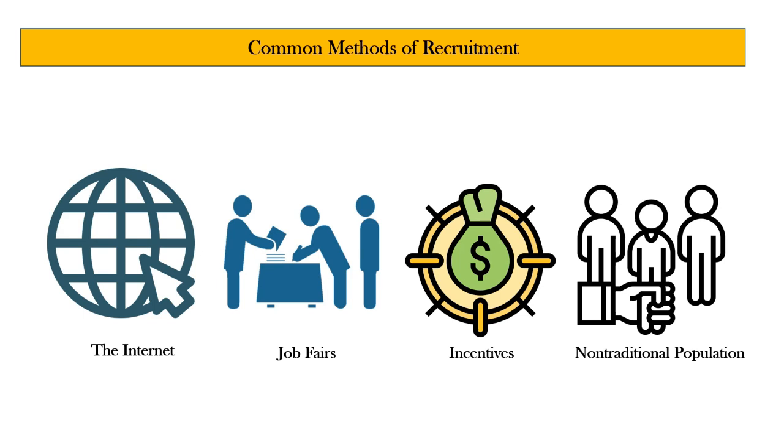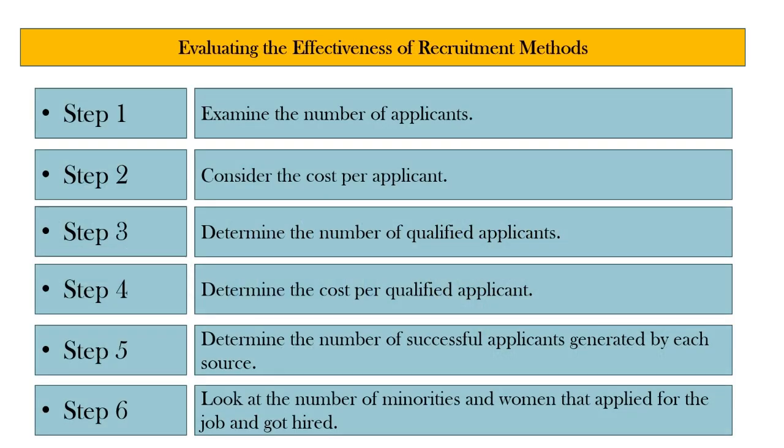Now, we also need to evaluate the effectiveness of these recruitment methods so that we know whether it is better to use a certain method compared to another. Okay? So, for step 1, we need to examine the number of applicants. We need to consider the cost per applicant. How much did we spend for one applicant? Next is how many qualified applicants there are among all the applicants. Next is to determine the cost per qualified applicant. How much did we spend for one qualified applicant?